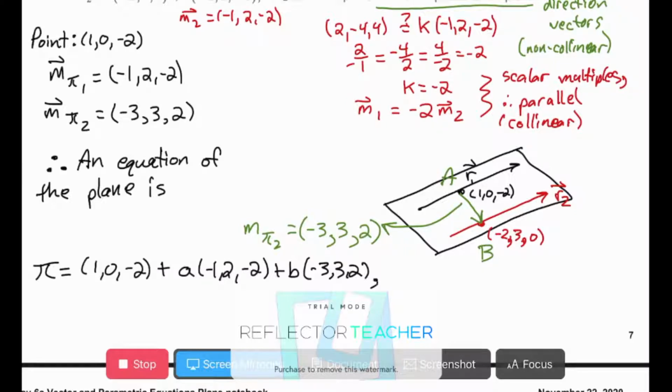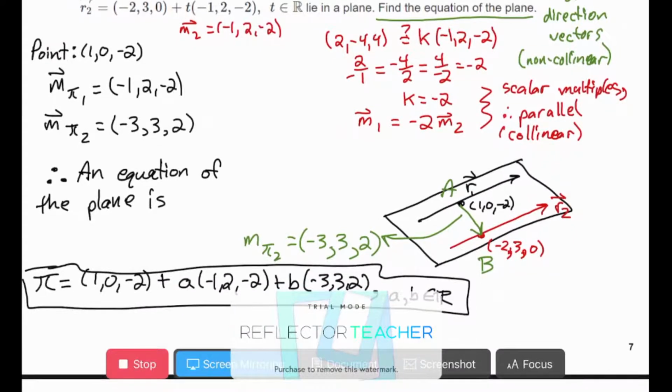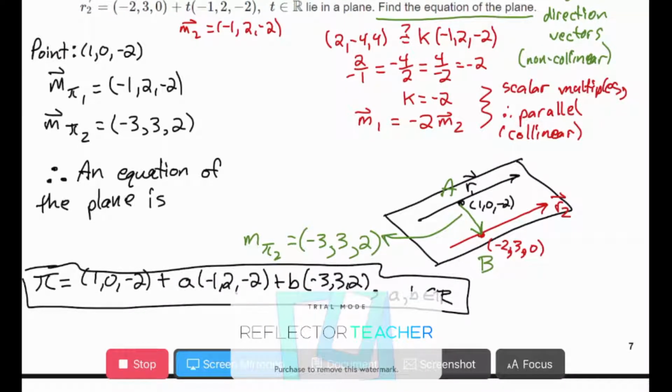And we're just about done. Don't forget to define our parameters. We want to indicate that A and B are elements of the real. And there we go. Did we do what the question asked? Let's just triple check. Question said find the equation of the plane, or find an equation of the plane. And we have successfully found an equation of the plane.